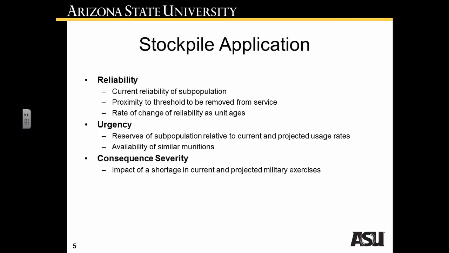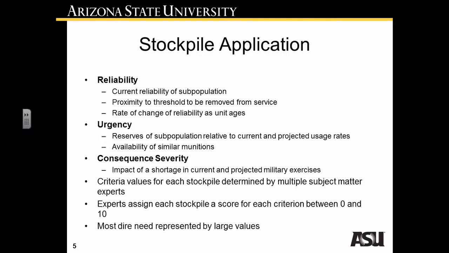And finally, consequence severity, which is a measure of the impact of a shortage of a particular subpopulation in current and projected military exercises. So most of these criteria have multiple components to them. So how do we get one overall measure for each of these?